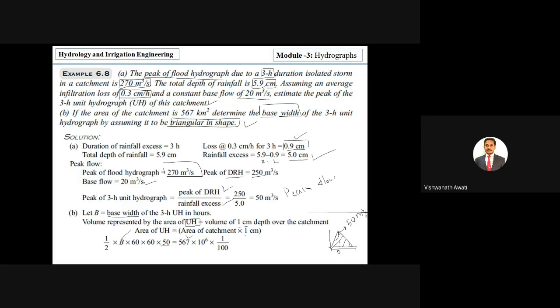And here it is 1 centimeter, this is divided by 100, which means it is converted into meter, and time is converted into hour, right? Then the only unknown is b, right? We can calculate b, and we are getting the base flow width as 63 hours. So two calculations are over.